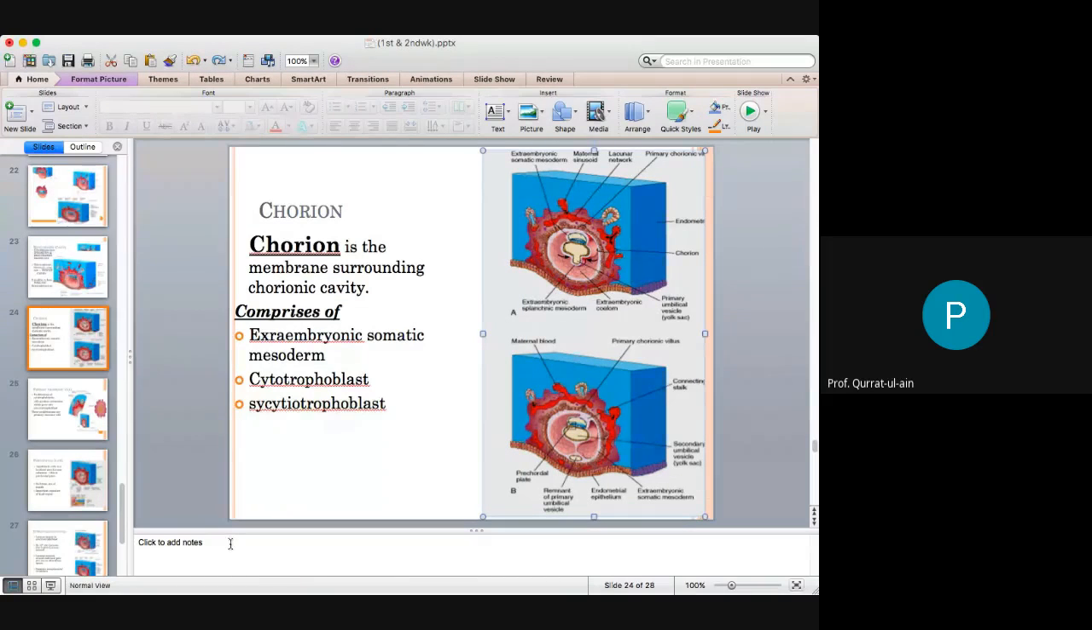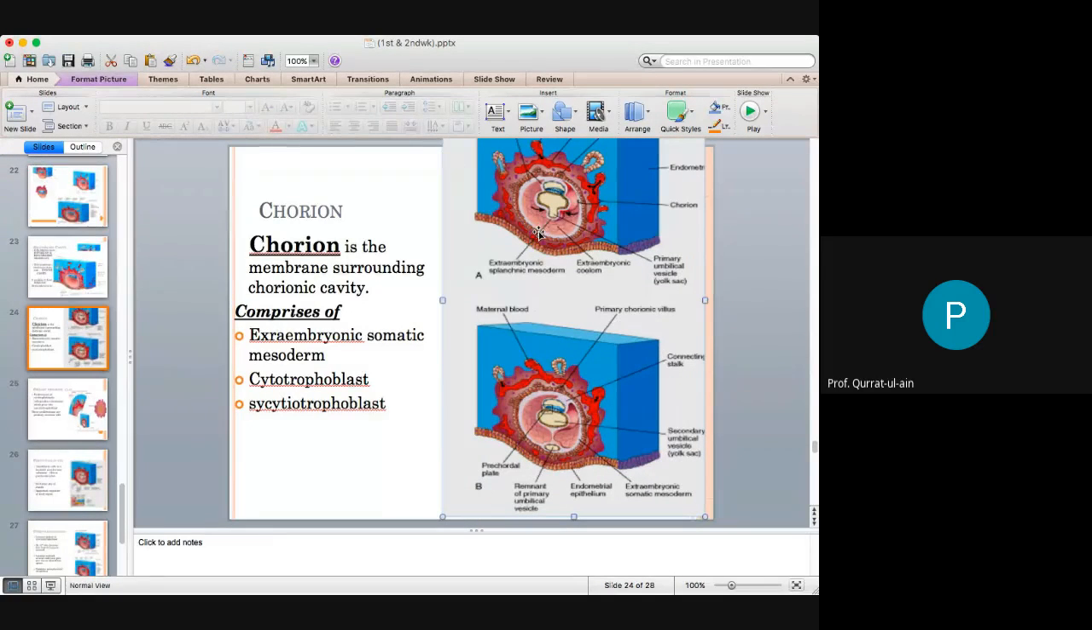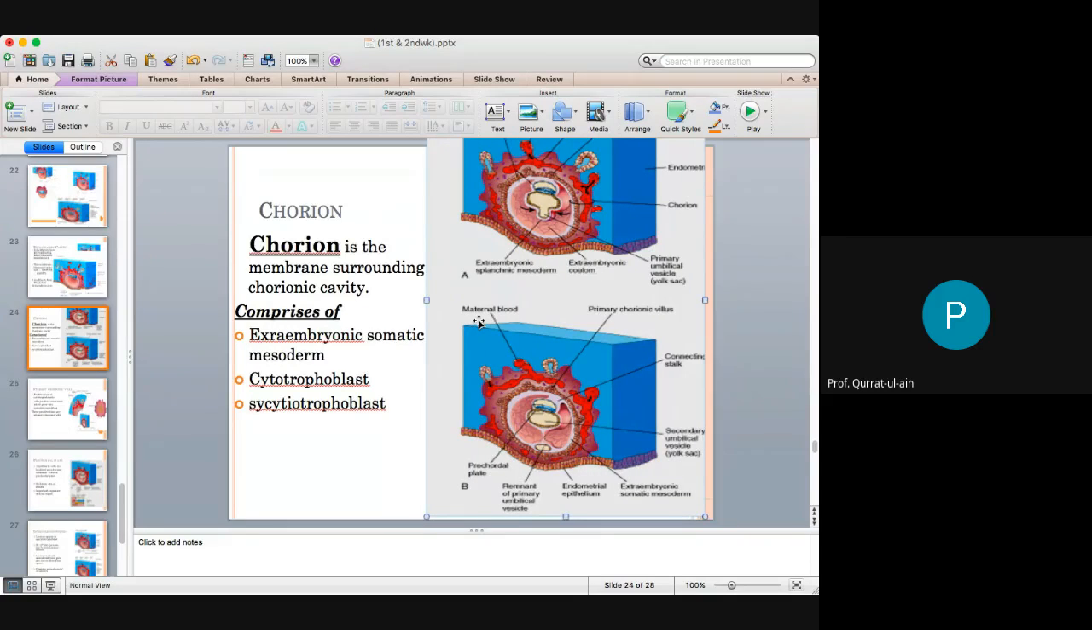And one thing more, within this you can see one more change, and that change is within the cytotrophoblast. Can someone point out what is the change in the cytotrophoblast? Can someone point out a change in the cytotrophoblast in this stage? Can someone point out the change? No? Do you see anything different?